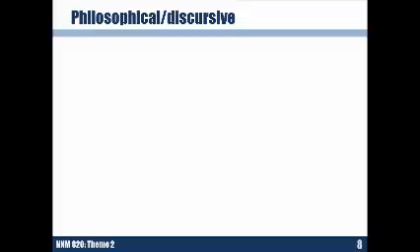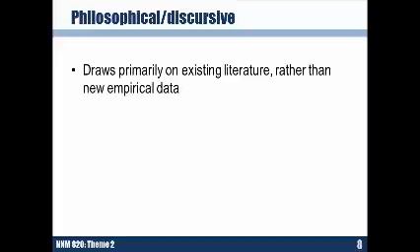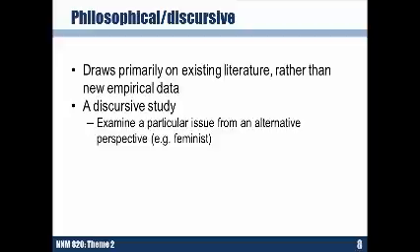Another type of technique that we can use is the philosophical or the discursive thing, where we basically argue something. So you draw on existing literature, not on empirical data that is new. And you have a discursive study where you examine a particular issue from an alternative perspective. For example, feminism. An example of a study like this is the area of ecological feminism, where researchers are looking at the parallels between the oppression of females and the oppression of the earth.